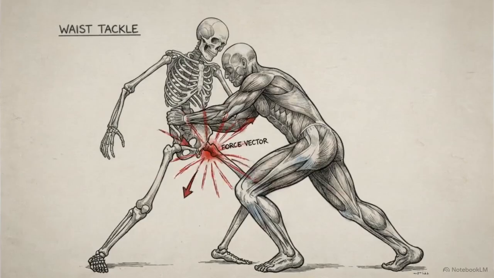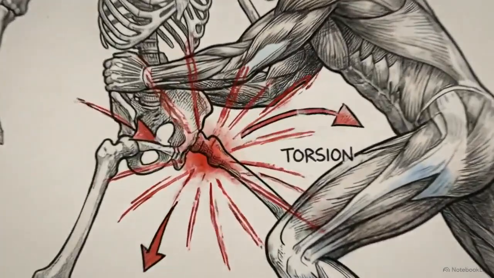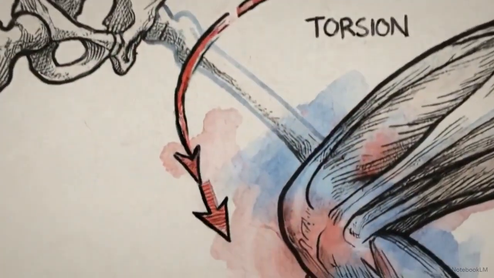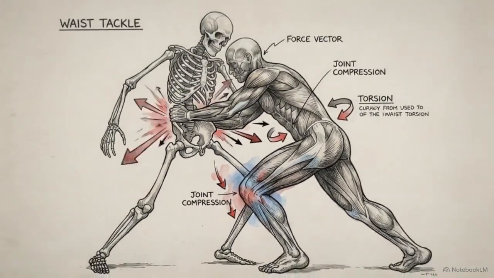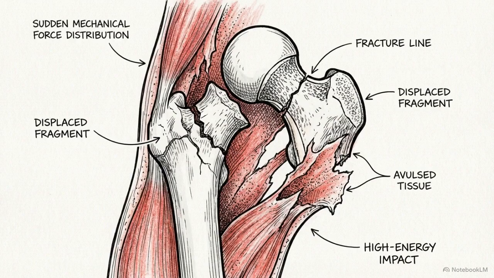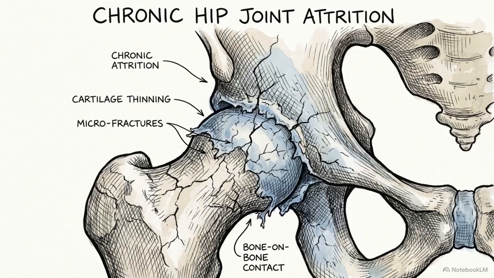The first is acute traumatic injury. This occurs during a sudden, high-energy event where the mechanical force spike exceeds the ultimate tensile strength of the human bone or surrounding soft tissues. The second is chronic overuse injury. This is a gradual process of mechanical attrition, where cumulative, repetitive loading outpaces the tissue's intrinsic capacity for repair.